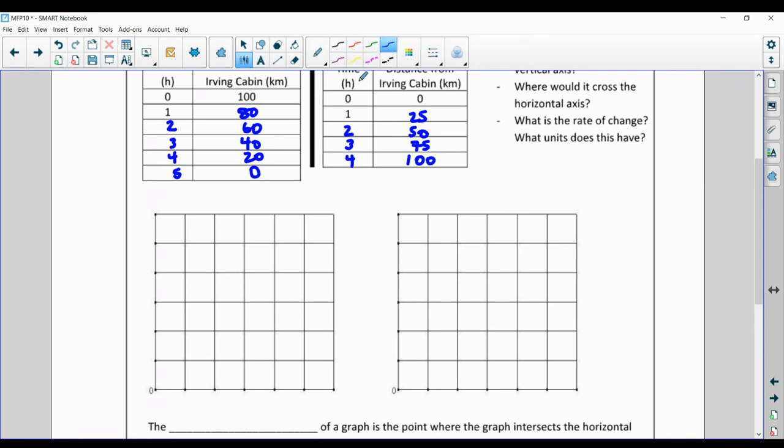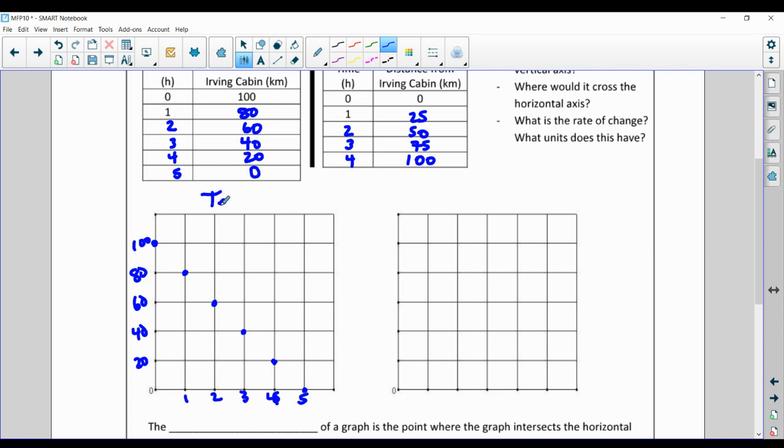Team 1 was 0, 0. So along the bottom here, I need to have my hours. And so it works out nicely just to go 1 square per hour. Here we need to go all the way up to 100, and it seems like I can go up 20, 40, 60, 80, and 100. And this is a very simple graph. After 0 hours, they started at 100 kilometers away. After 1 hour, they're at 80. 2 is at 60, 3 at 40, 4 at 20, and they were back home at a distance of 0. We're back at the cabin after 5 hours.